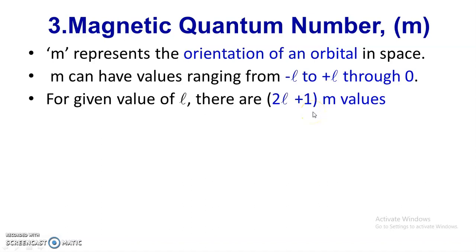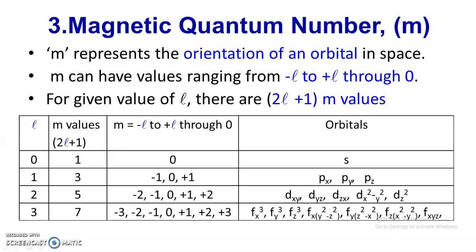So 3 m values. It means when l is equal to 1, that is for the p subshell, there are 3 m values. It means in the p subshell there are 3 p orbitals. Now consider this table. The values of l are 0, 1, 2, 3; these are the subshells, that is s, p, d, f.